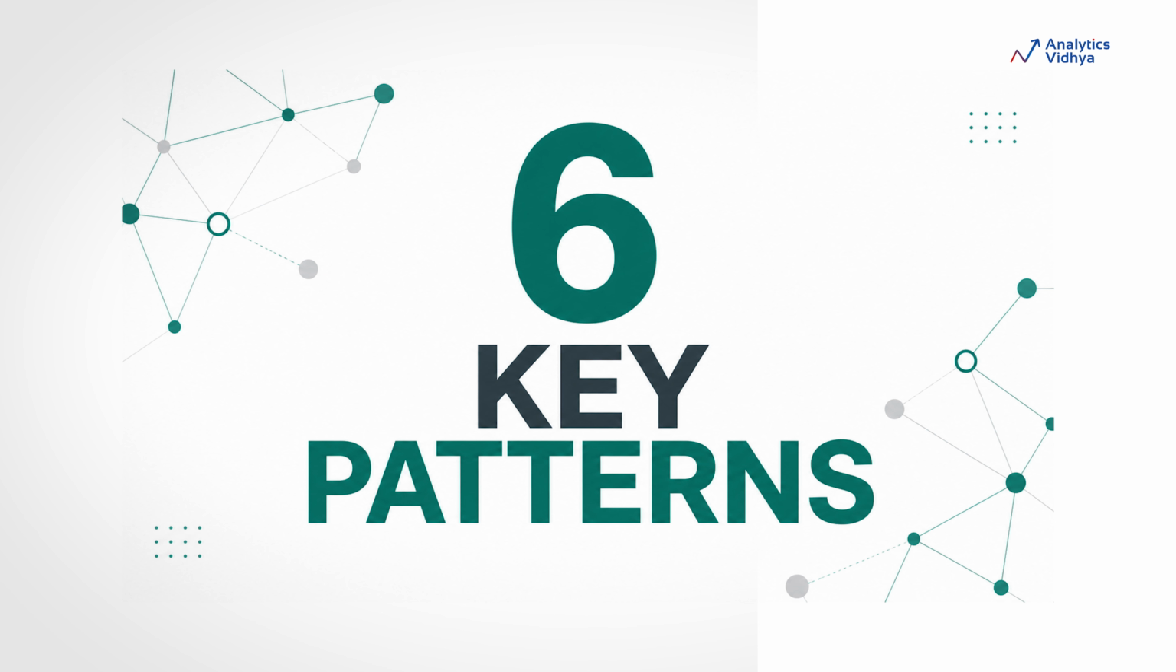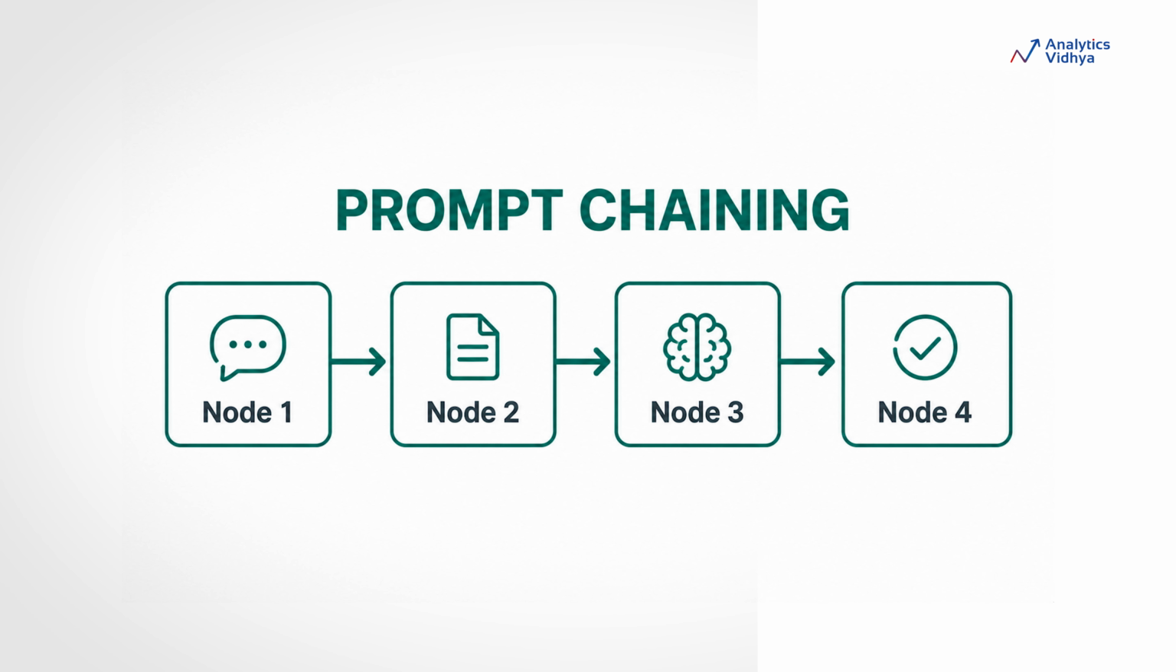Now here's where it gets useful. These 7 pieces combine into a small set of recurring shapes. And once you can recognize them, you can look at almost any agent system and know exactly how it's built. 6 patterns, and each one builds a bit on the last. Prompt chaining is the simplest. Each node feeds the next in a straight line. Use it when the task breaks into fixed, verifiable stages.